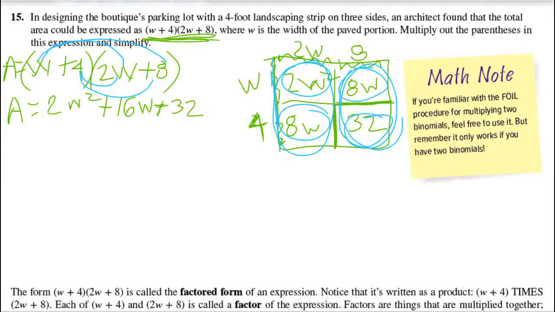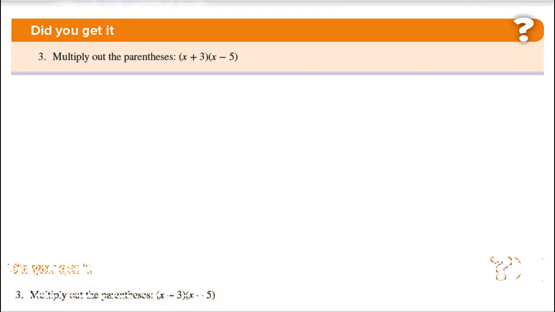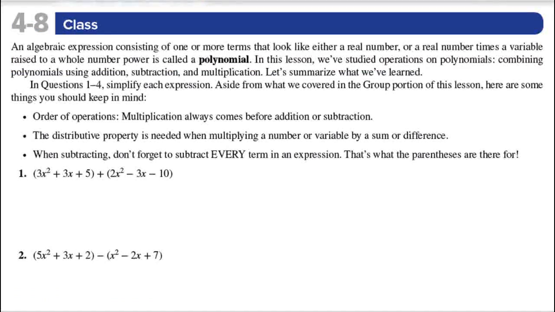A lot of times this is called FOIL. We do the first, outside, inside, and then last. But however you do it, you're going to end up with that form. Okay. Quick, did you get it? If you didn't get that, let me know. I'd be happy to discuss it with you.